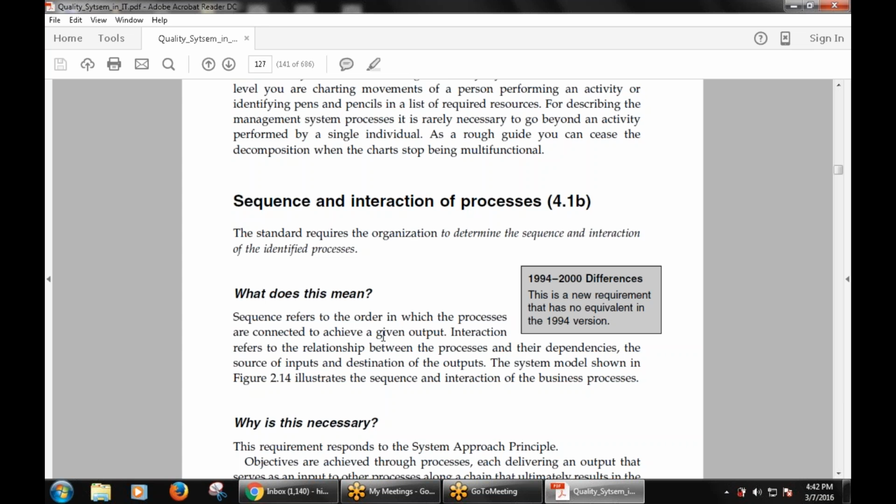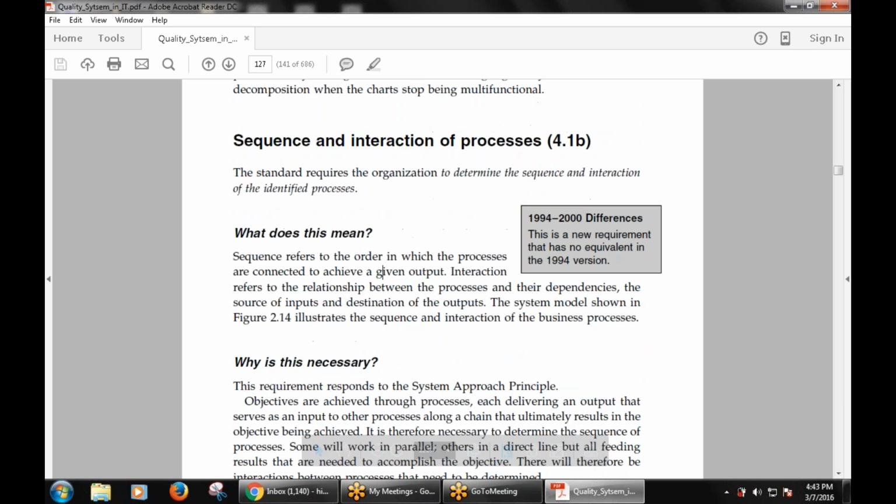Now, interaction refers to the relationship between the processes and their dependencies. Sequence means the order, and interaction means how the different processes interconnect with each other, how they depend on each other, how they interact with each other. The sources of the input and the destination of the output. That means how the different processes interact with each other, that is to say, taking the input and giving the output.